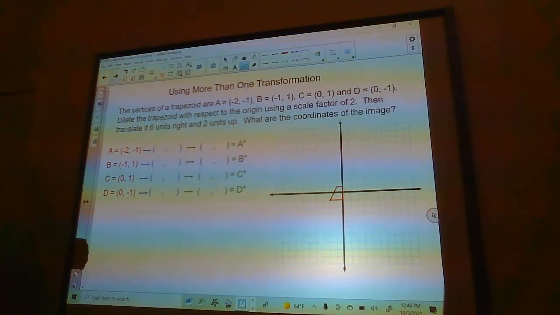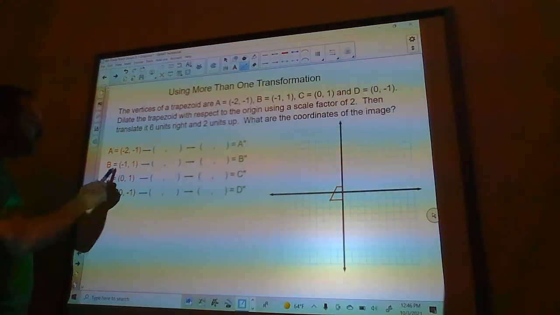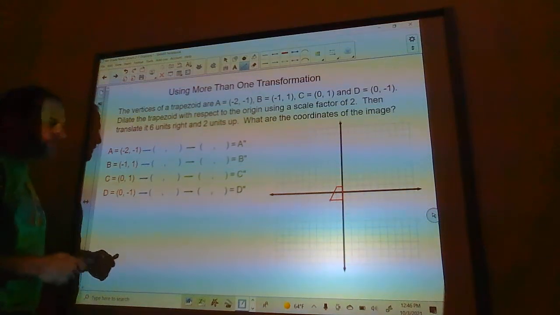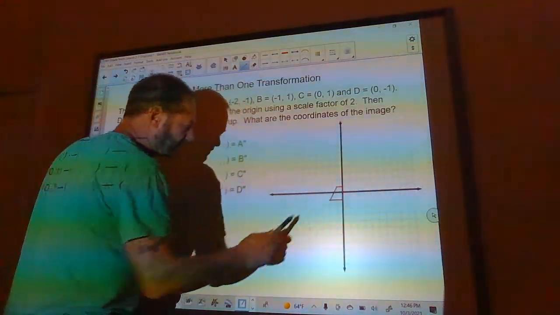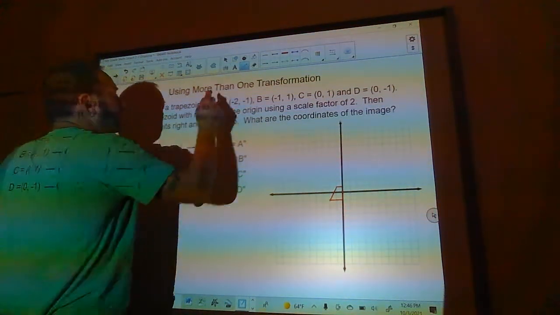Okay, how do you use more than one transformation? So on this one, the vertices of a trapezoid are at A is -2, -1, B is at -1, 1, C is at 0, 1, and D is at 0, -1. So we got those all graphed here, this nice little red one right here. Okay. Now we're going to dilate the trapezoid with respect to the origin using a scale factor of 2. Okay. So this thing is going to get twice as big.